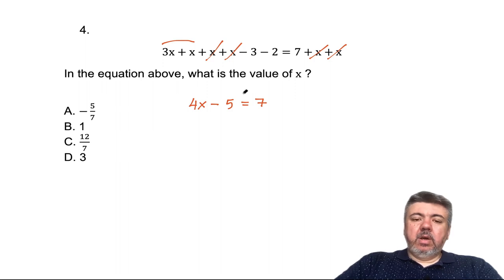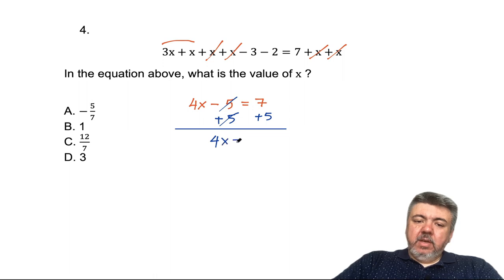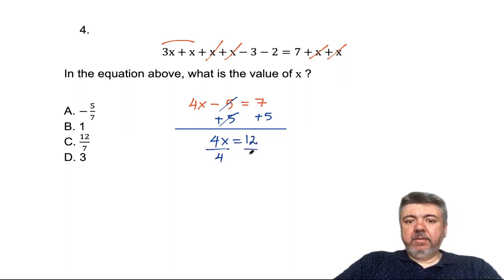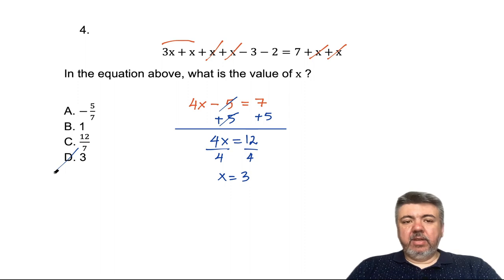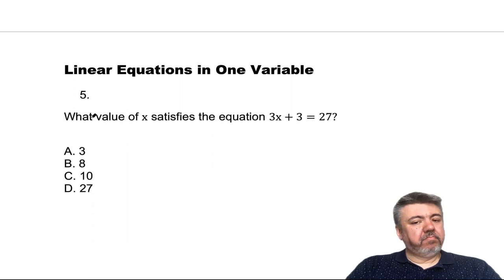Now solve for x, so add 5 to both sides. So it will be 4x on the left and 12 on the right. And divide by 4, right? It's going to be x equals 3. So the answer is D. Okay, it's going well. Let's see the next question.